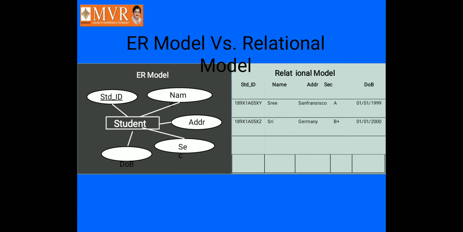In the relational model, it will be represented in table format. The same ER model fields should be present in the table format: the student ID, name, address, section, and DOB. What are the major importance that will be placed in the first and second column of the table?